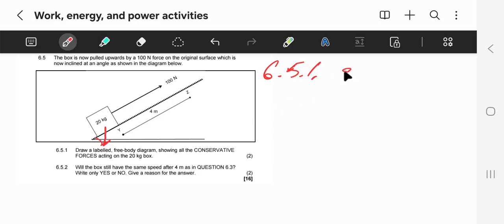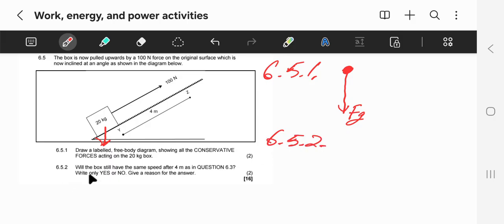So if we draw our free body diagram, it will be like this, and we will have our force of gravity there. So this is how the free body diagram is going to look. I know here we have 2 marks, but yeah, the one conservative force we have is the force of gravity, nothing else. So the 2 marks there doesn't really say you have to have more than 2 forces.